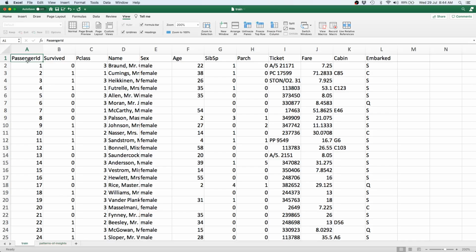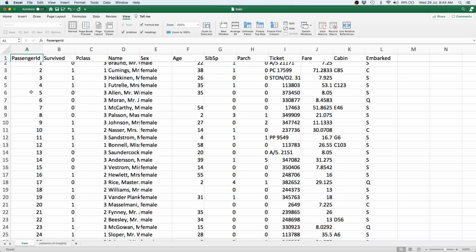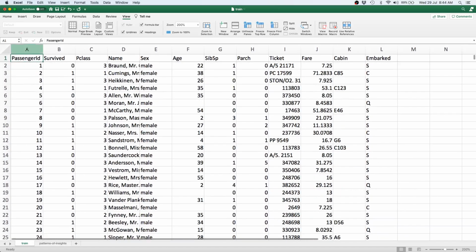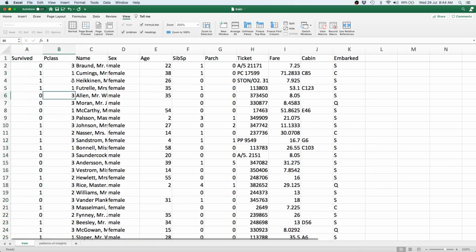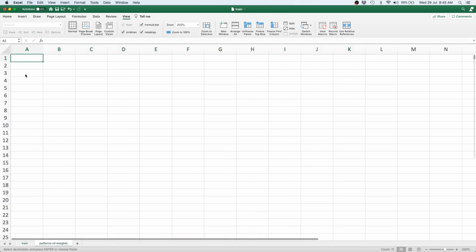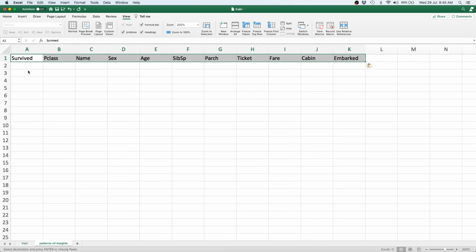So let us copy over the columns from the first row of the sheet. Now I can straight away see that passenger ID is just an ID of the passenger, so we're probably not going to need this column because we can do nothing with the ID itself. So let's copy the remaining columns and paste them over here.